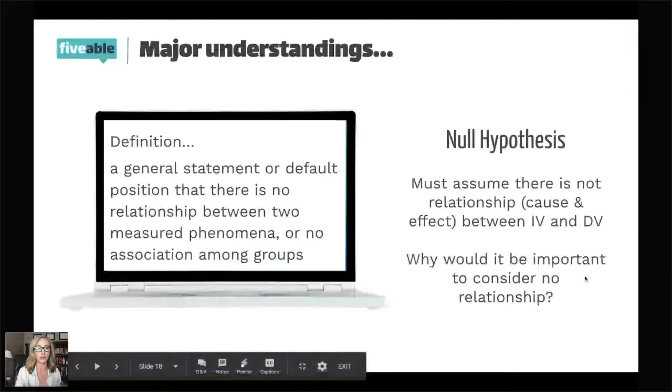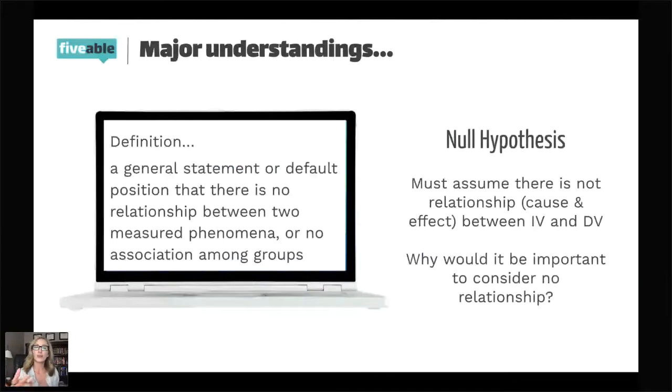Okay, so I give you a definition here. It's a general statement or default. I like that word. It's a default position because researchers don't want the null to be right. They don't want it to be right, but they have to consider it, and we'll talk about why. So a general statement or default position that there is no relationship, not the opposite. And I would write that down if I were you. The null says there is no relationship, not the opposite relationship. Okay, between two measured phenomena or between two variables, or no association among groups who are given a variable, that kind of thing.